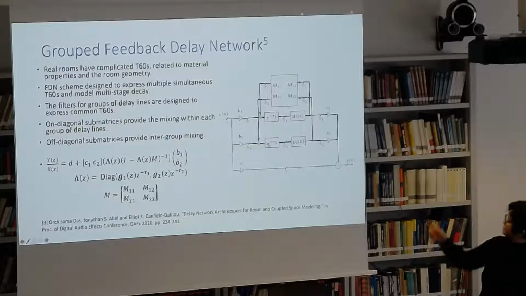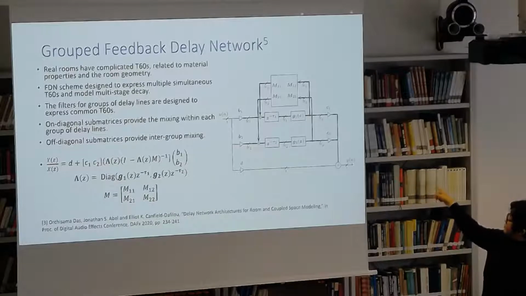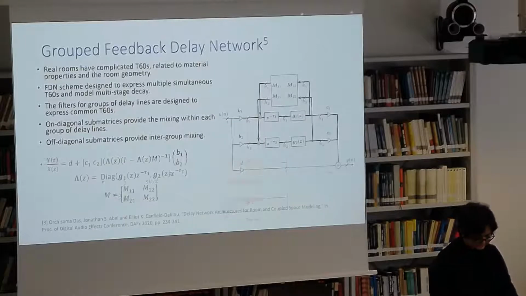So for example, if you set B1 to 0, then that means your input is only driving the second room. And suppose you set C2 equal to 0, that means you only take the output from the first room. So that is equivalent to putting the source in the second room and the listener in the first room. So in that way, you can set some of these coefficients to 0 and control the relative positions of the source and the listener.